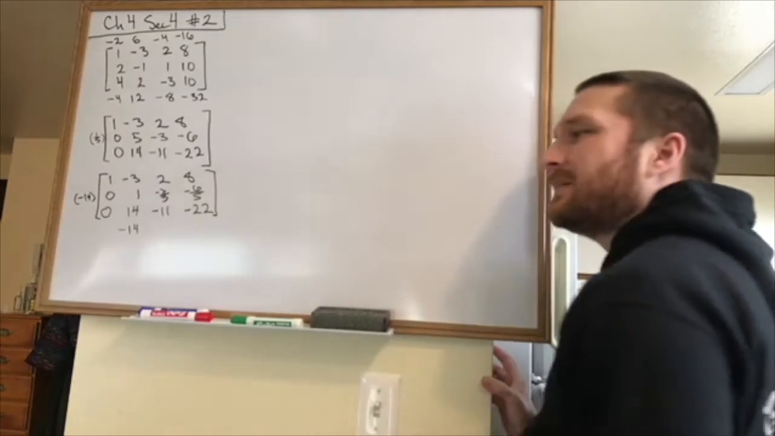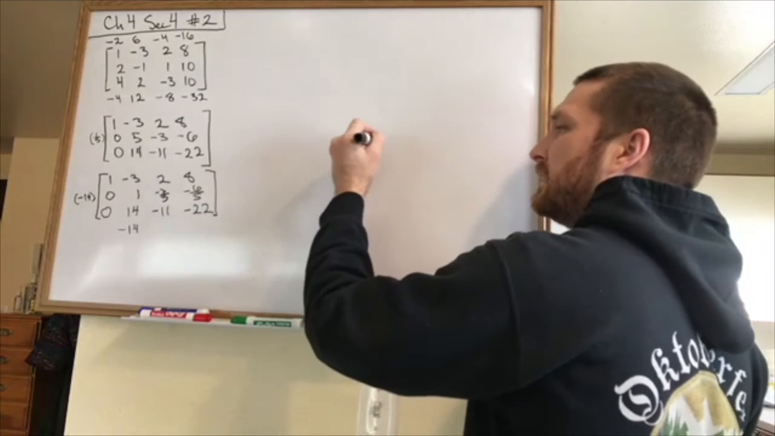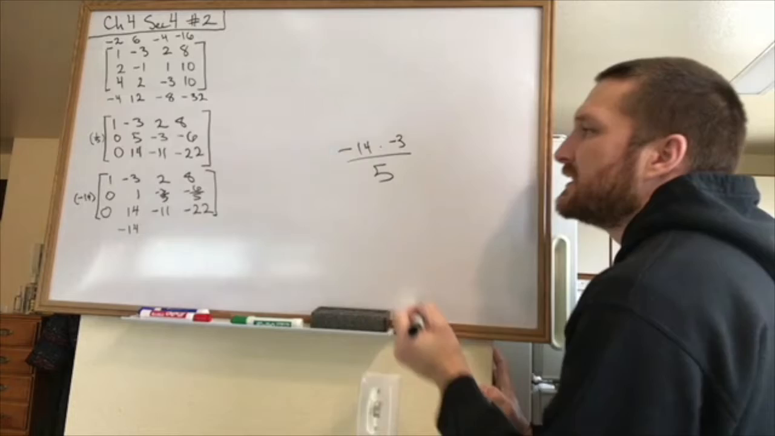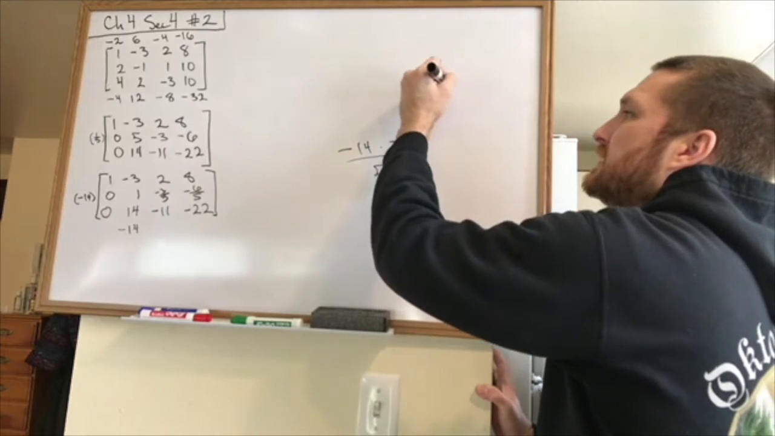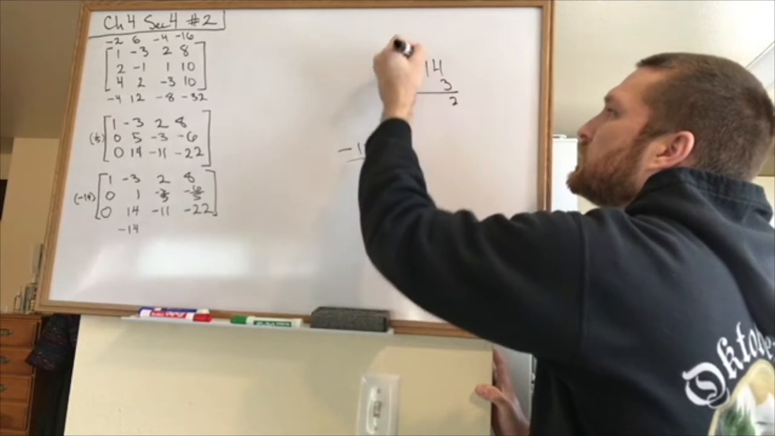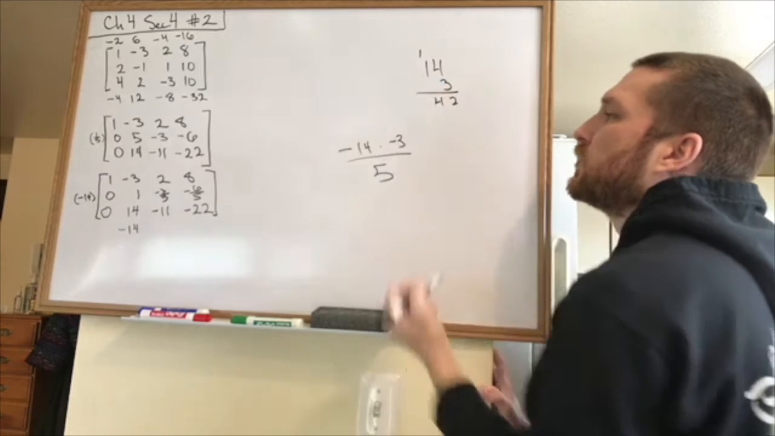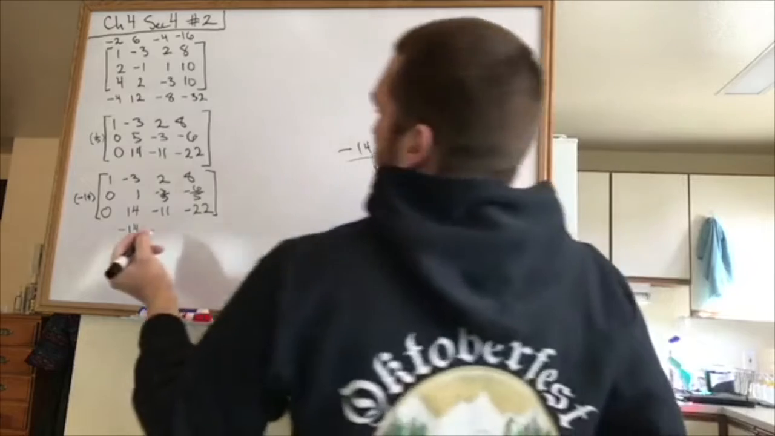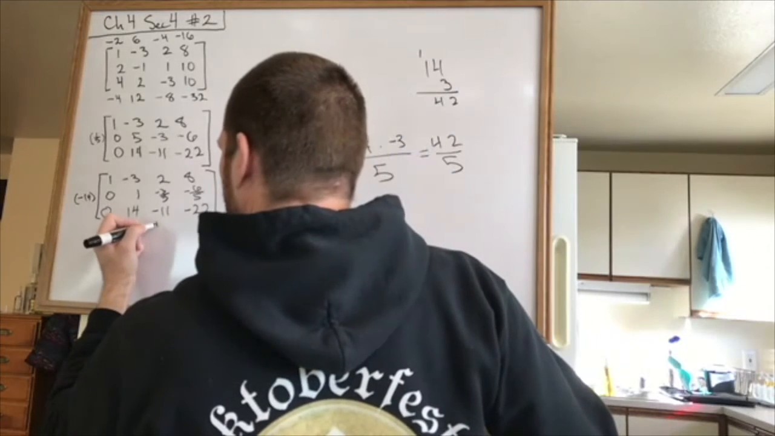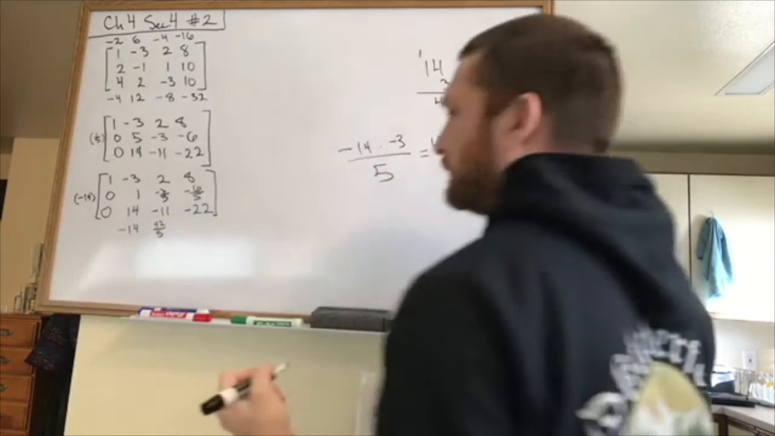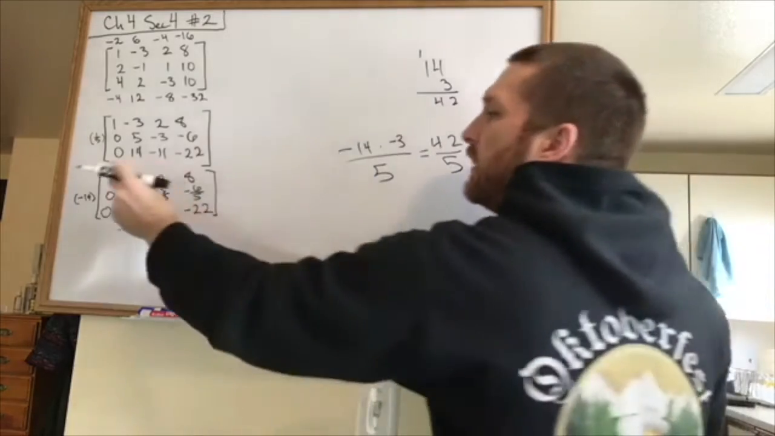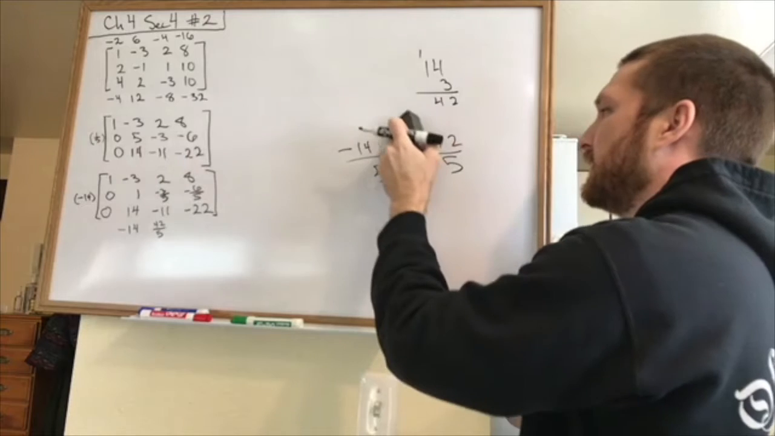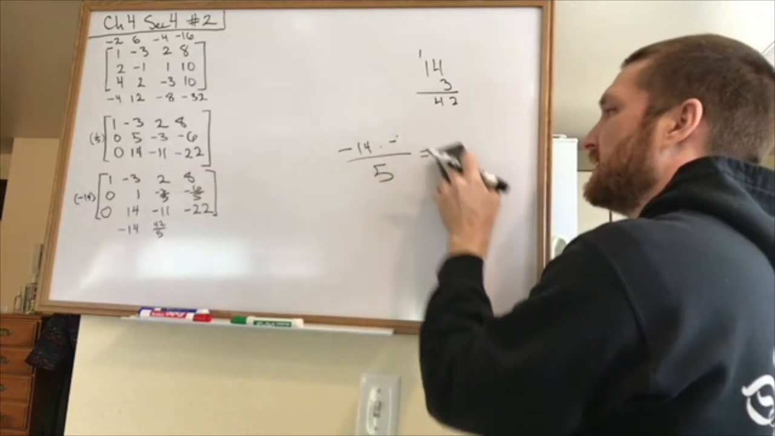Negative 14 times negative 3 over 5 is the same thing as this. Negative 14 times negative 3 is going to be a positive 14 times 3. 3 times 4 is 12, and the 3, that gives me a total of 42. So positive 42 over 5. Okay, so positive 42 fifths. Now negative 14 times negative 6 over 5. It's like the same thing, only this one is going to look like this.